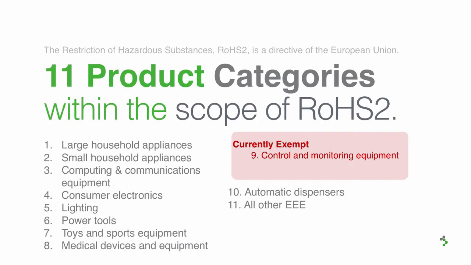Currently, there are 11 categories for products that fall within the scope of RoHS2: large household appliances, small household appliances, computing and communications equipment, consumer electronics, lighting, power tools, toys and sports equipment, medical devices and equipment, automatic dispensers, all other electronic and electric equipment. Category 9 products, which are control and monitoring equipment, are currently exempt from RoHS2.